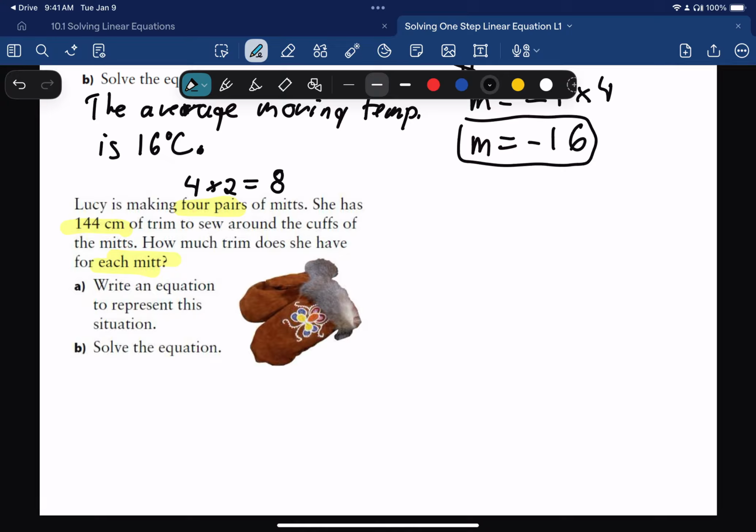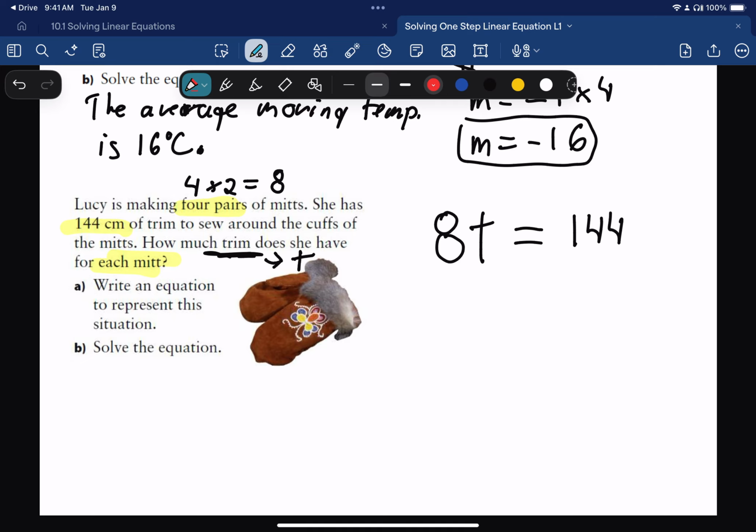And we are looking for how much trim. So I'm going to use the variable t. So we are making 8 mitts, and how much trim does she have for each mitt? So our equation could look something like this. 8 mitts times the amount of trim would equal 144. So the trick with these word problems is setting up our mathematical equation. So now that we've done that, we can now solve.